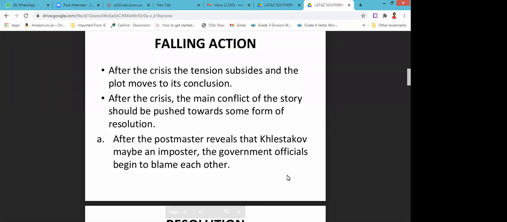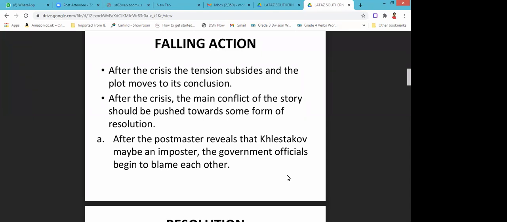Then we come to the falling action. So after the conflicts in the rising action, or let's say even from the exposition, the introduction of the characters, the build-up of the conflicts, and then they get to the crisis, an explosion of everything that has culminated. After the crisis, this tension now subsides, and it's now pushed towards the conclusion of the story. But before we get to the conclusion, we have a falling action.